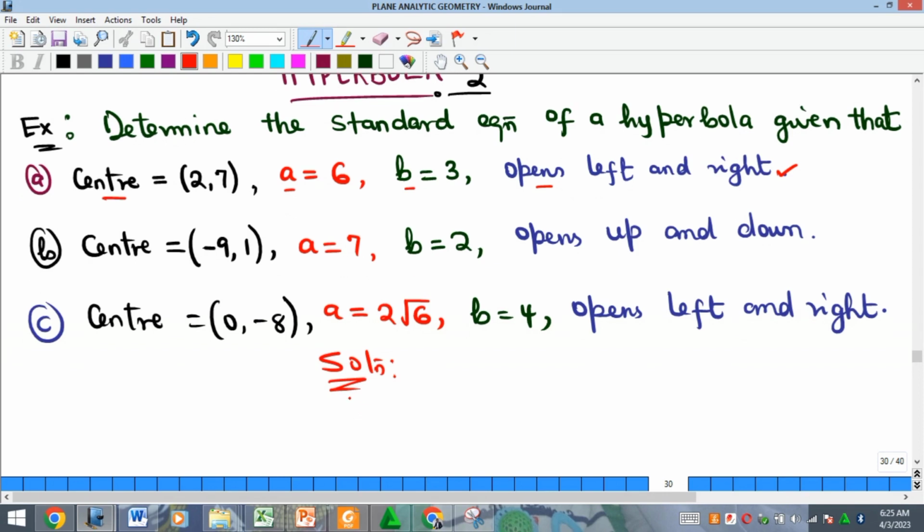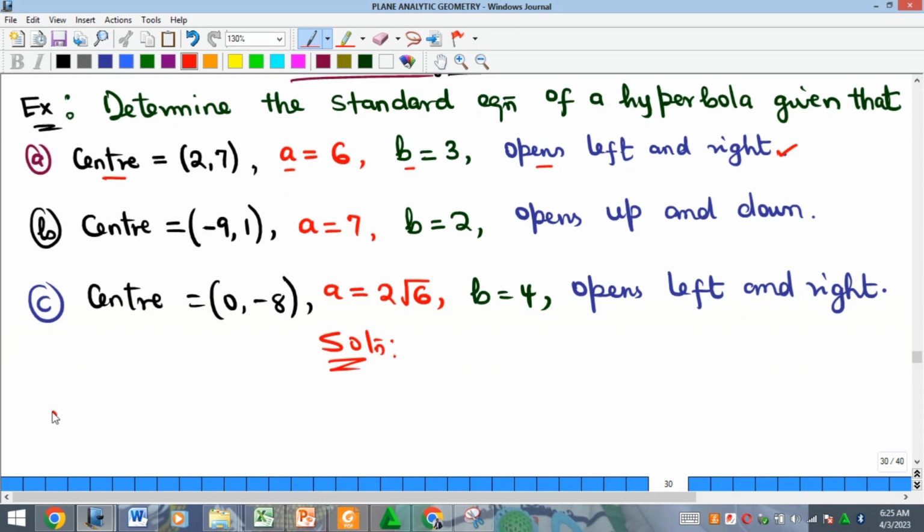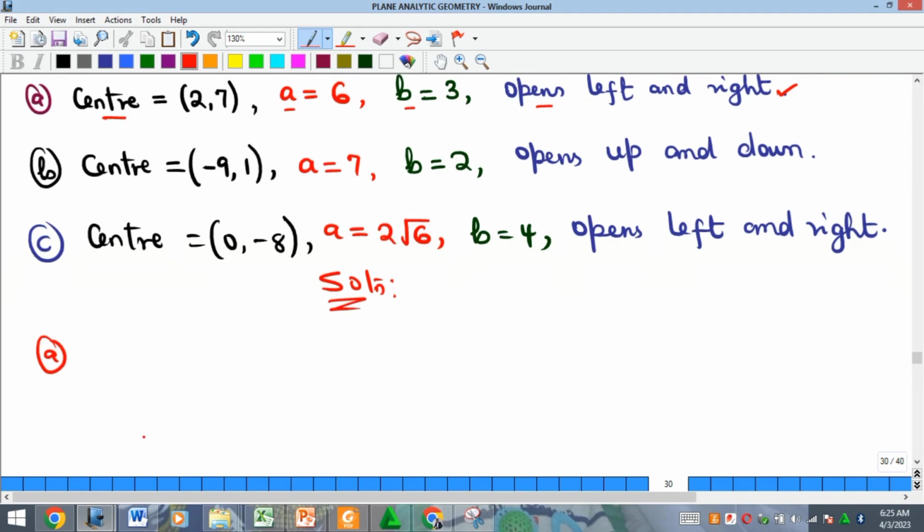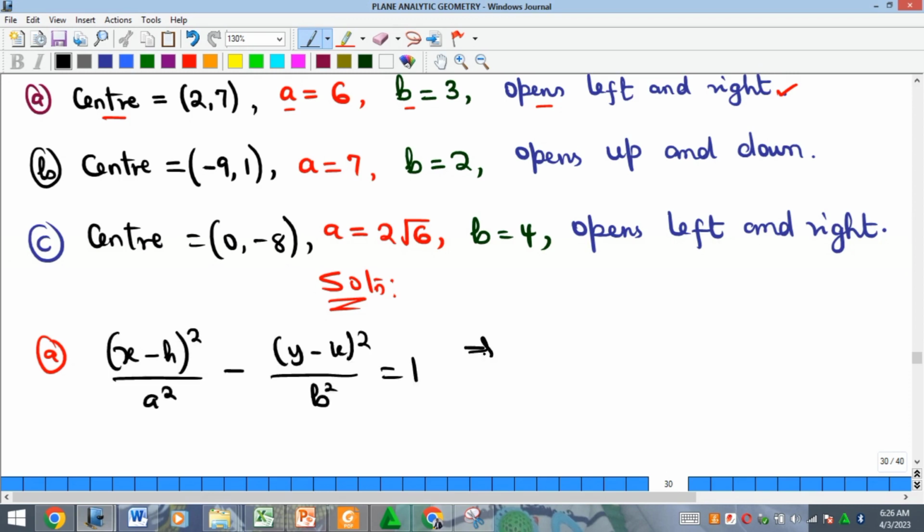Okay, so here we have for the first one, A, we are given that the center is (2, 7), and then your A is 6 and your B is 3. Okay, so you recall that when our equation opens to the left and right, this is the nature of our standard equation: x minus h all squared. So if that is the case, then the equation for example A is going to be x minus, what is our h?